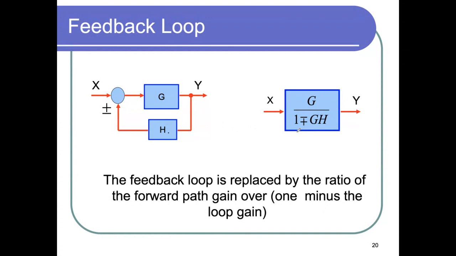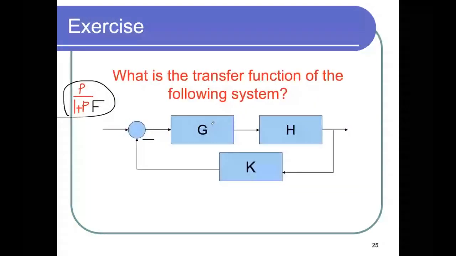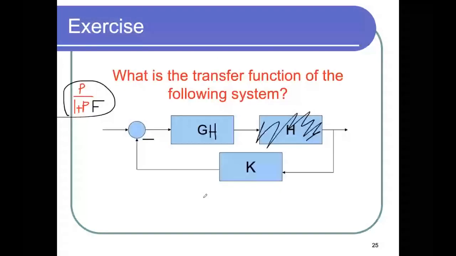Let me call, no, not use the same image. So let me use F here. This is F, for the feedback system, feedback loop. So you have G, H, and K. Can you tell me quickly what is the corresponding transfer function representing this system?